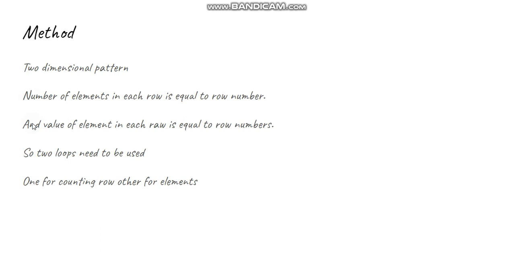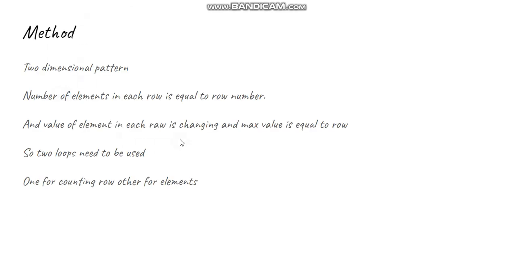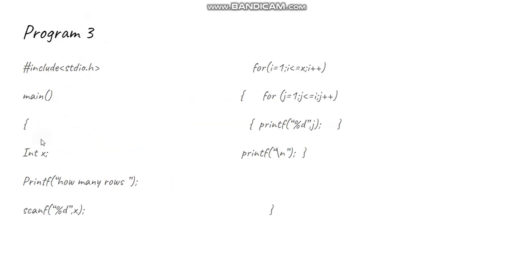Similarly, if you want to define this pattern, here you can see this is the value of the row. We can define this again using the same method. Here we use the same loop, but here we will be printing i, the value of i. Since i is increasing row by row, we can print it. Similarly, for printing this block, we can use j. The method is this one, and we can write this program.